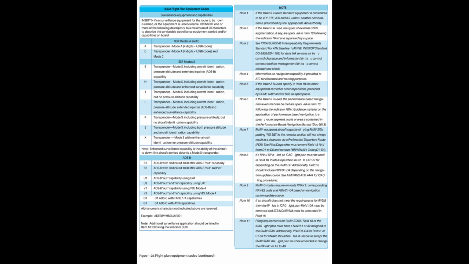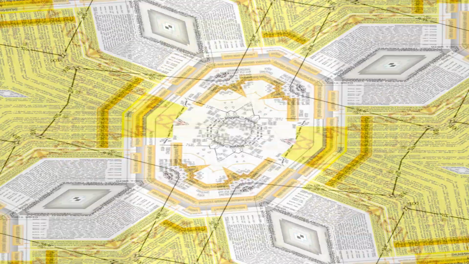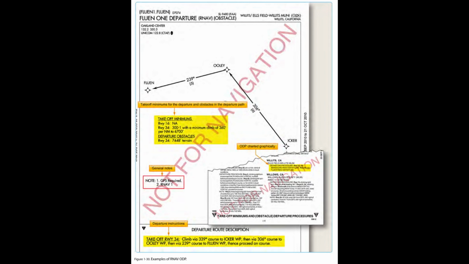End of page 1-33. Figure 1.29. Examples of RNAV SID. End of page 1-34. Figure 1.30. Examples of RNAV ODP. End of page 1-35.